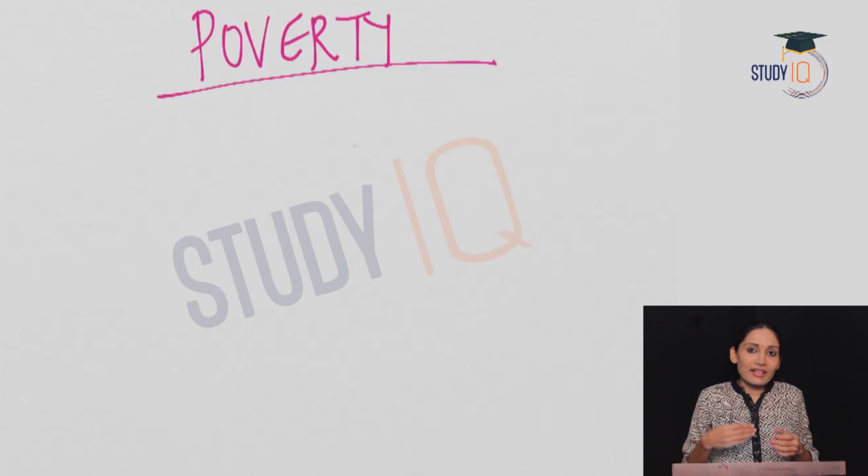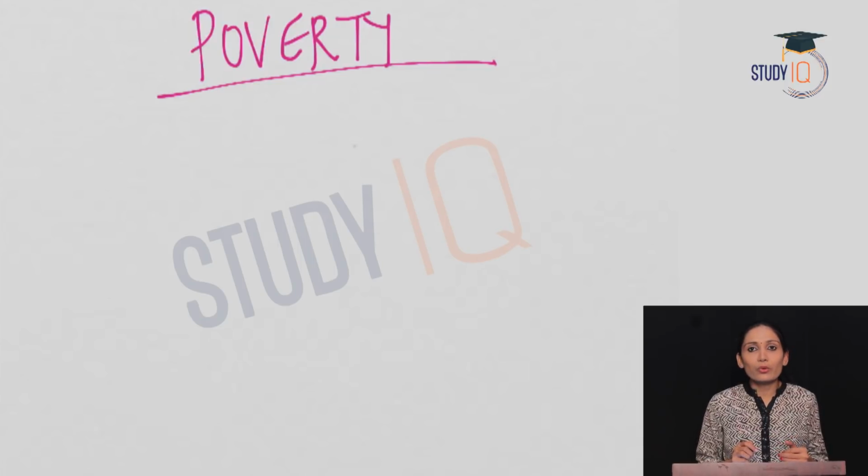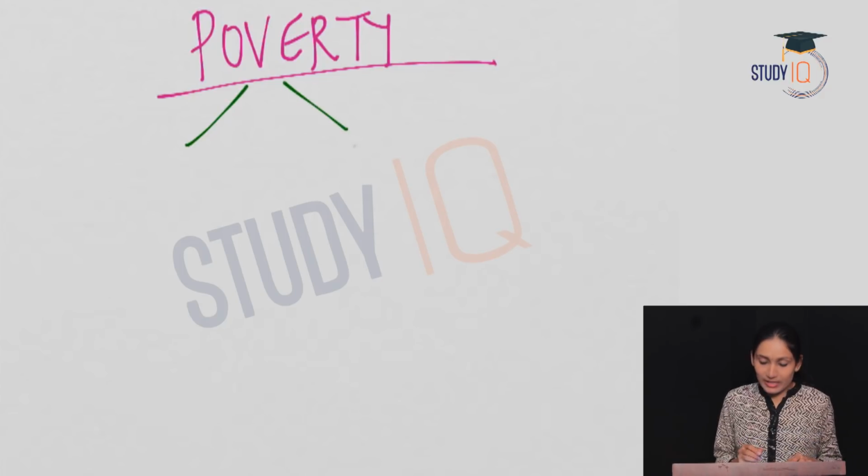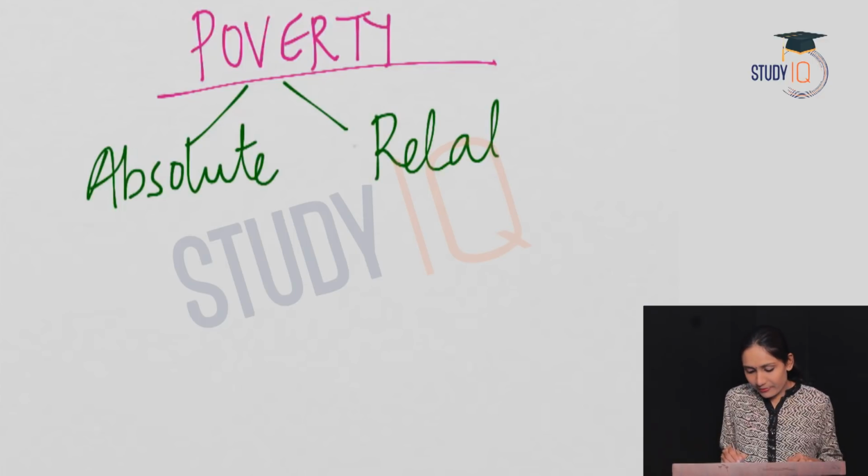So let us try to discuss what are the causes of poverty in India, what are its implications, and what are the measures taken in order to curb this problem of poverty in India. First, let us try to understand who is poor or what is poverty. Poverty can be of two types. One is absolute poverty and the second one is relative poverty.